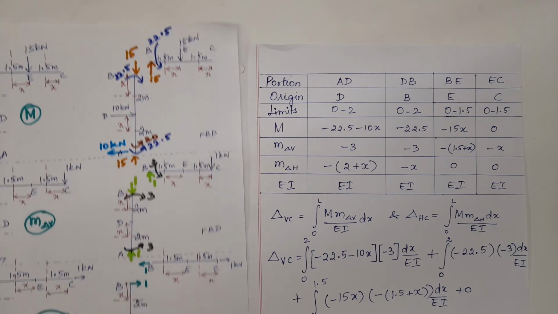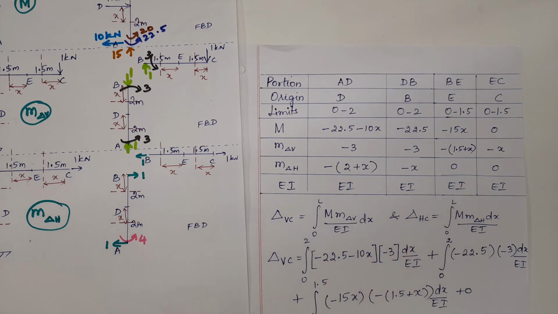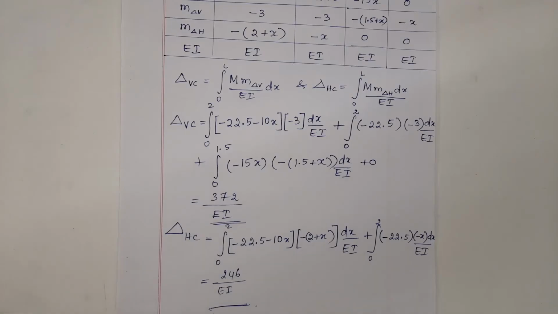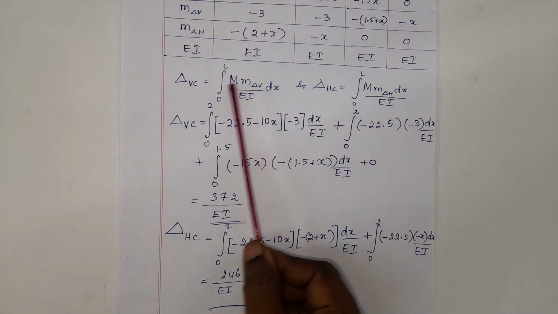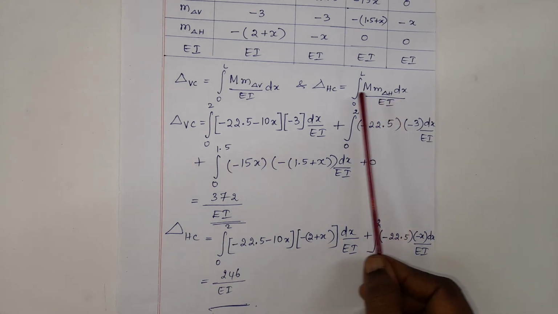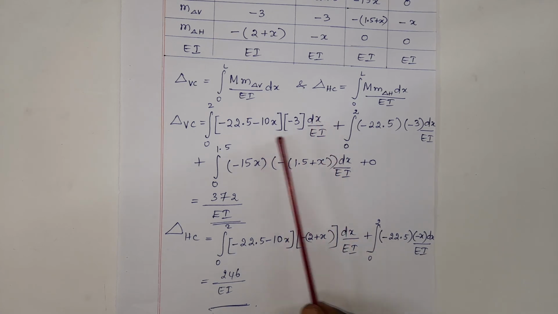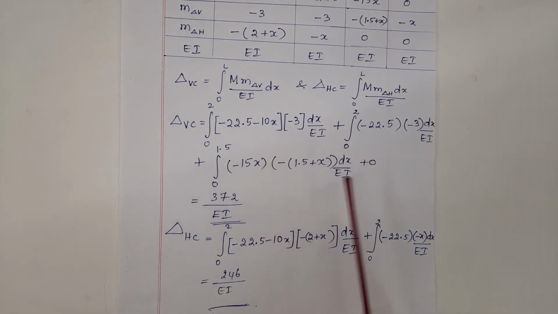Okay. So in the same way you can verify for M, H, MV expressions. It is filled up here based upon the direction of moment caused. Finally, integration is carried out between capital M and MV for delta VC and capital M and MH for delta HC. Since we had 4 segments, for each segment we have the expressions in the tabulation.